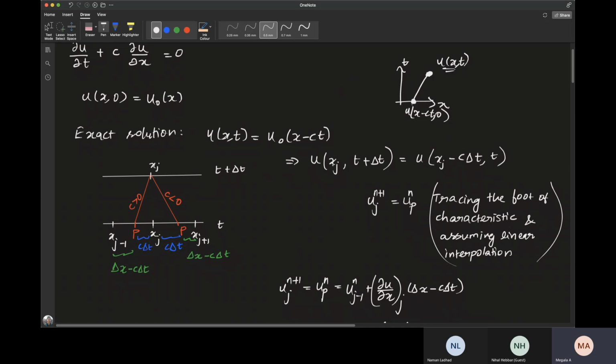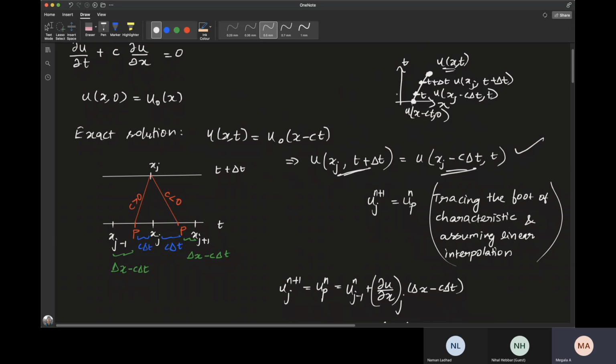So based on this, we can find the solution at different time steps. If you have t plus delta t over here and t here, you can say that u at xj comma t plus delta t will be equal to u at xj minus c delta t comma t. So that is given by this expression. This is something that you know from the exact solution. So we are doing this.